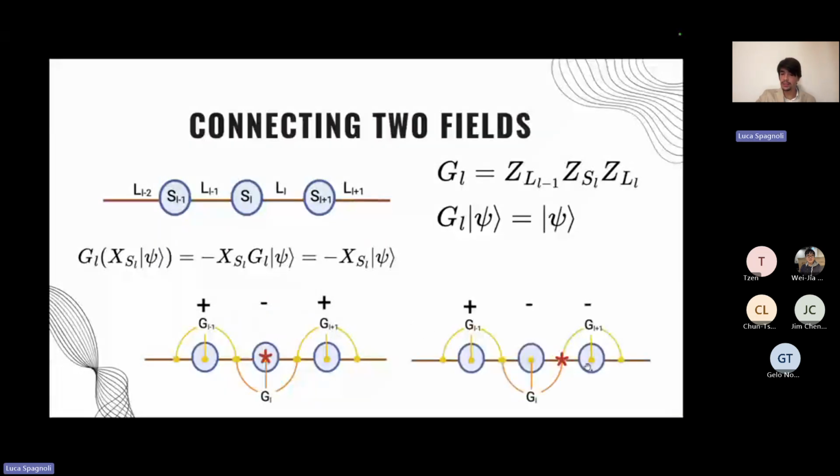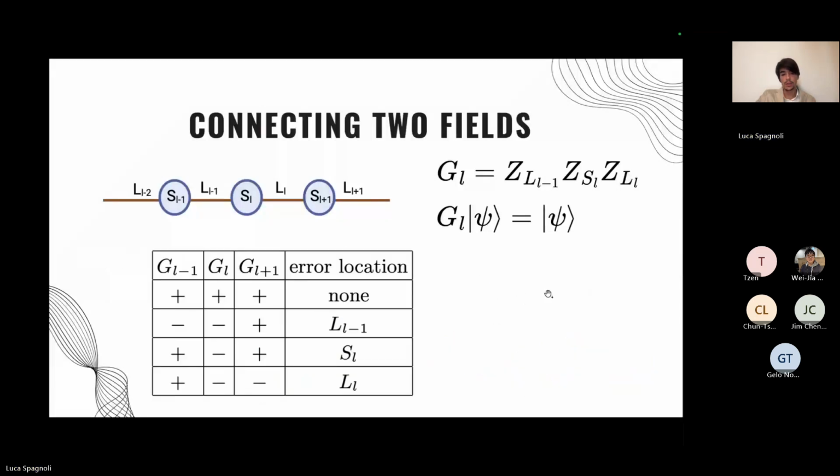On the other hand, if the error happened on the link, then this error anti-commutes both with the Gauss law before, but also with the Gauss law after. So if I measure these three Gauss laws, I get plus, minus, minus. Of course, the same is symmetric. If the error happened on the link before, I would get minus, minus, plus.